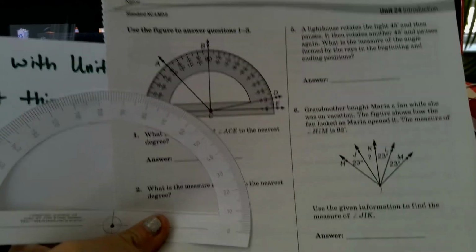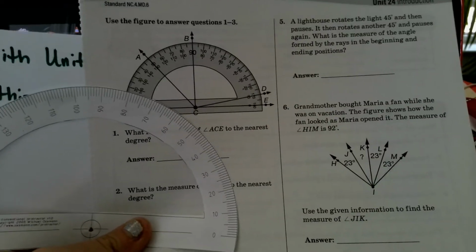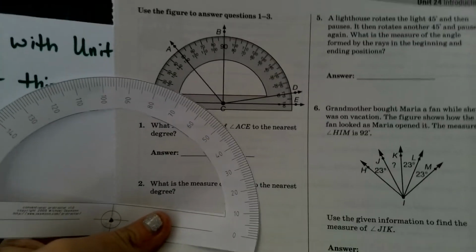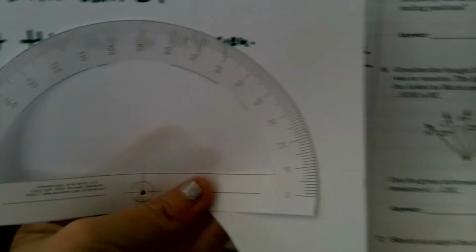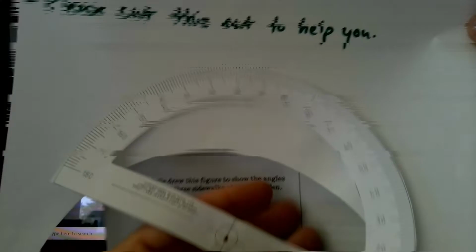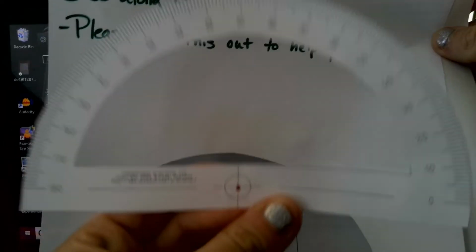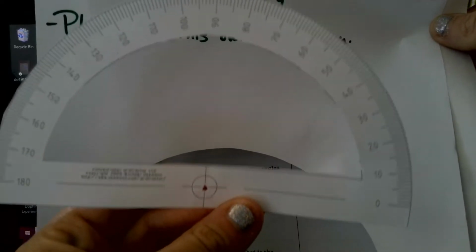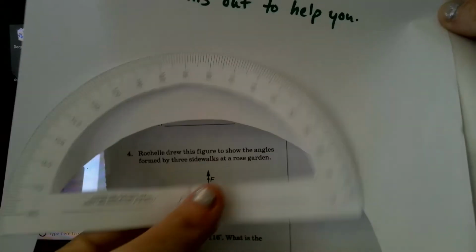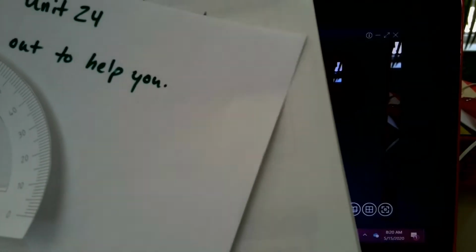Okay, so this is going to be Unit 24 Introduction. This is the last math packet in your week 3. This sheet should have been on top. It says it goes along with Unit 24. Cut this out to help you. So the first thing you need to do is cut this out and cut the inside out as well. And then we are going to proceed with some videos that will help you.